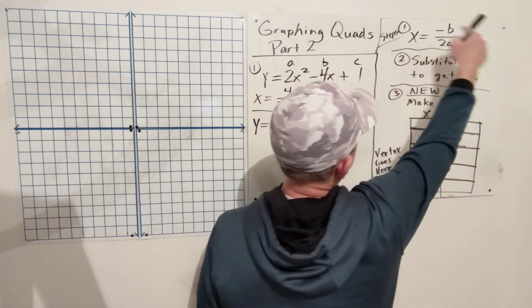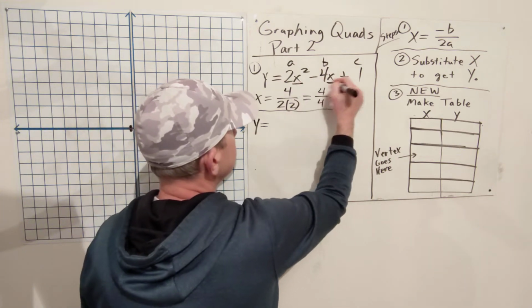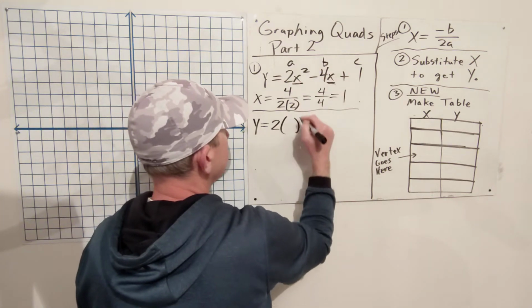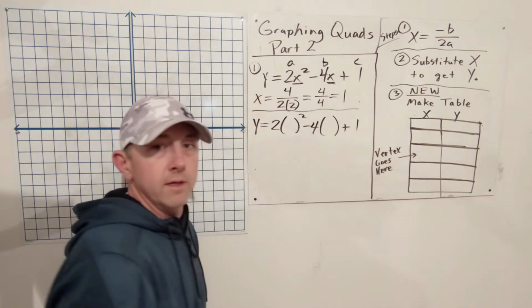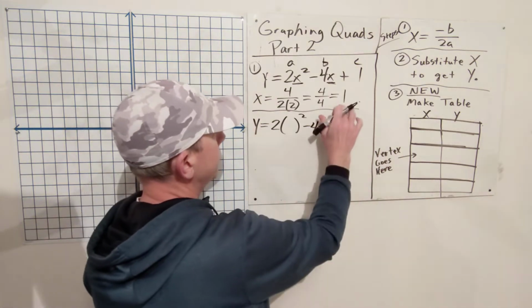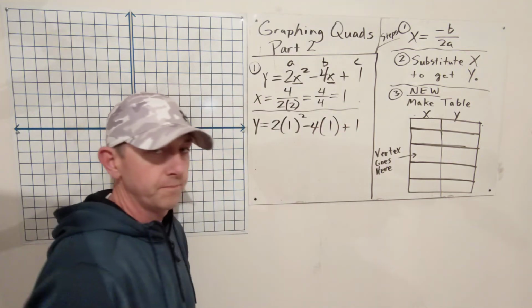So that if step 1 is done, now we go to here. We're going to substitute x into these spots. So 2 times x squared minus 4 times x plus 1. So now in these spots, we're going to fill in with this number we found for x. So the 1 goes here and here.